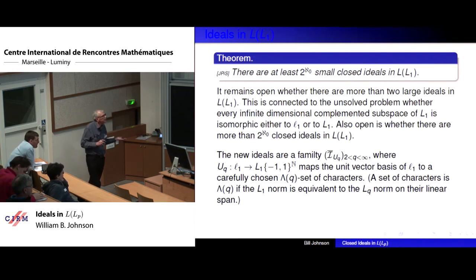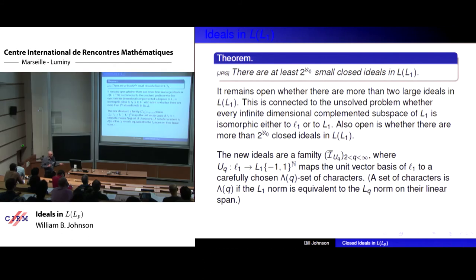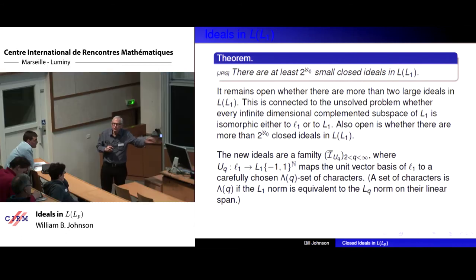What does lambda Q mean? You know what characters are, okay? Being lambda Q just means that the L1 and the LQ norm are equivalent on the linear span. And this forces the characters to be acting like an orthonormal basis in a Hilbert space, both in the L1 norm and the LQ norm. Now, the Rademachers are a simple example, the simplest example of characters that are lambda Q actually for every finite Q. And that's one of the properties of the Rademacher functions.